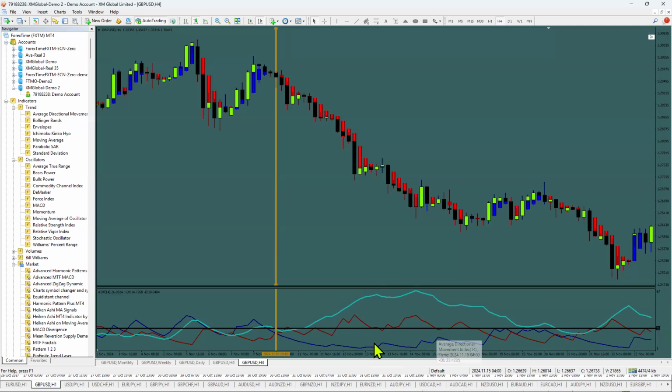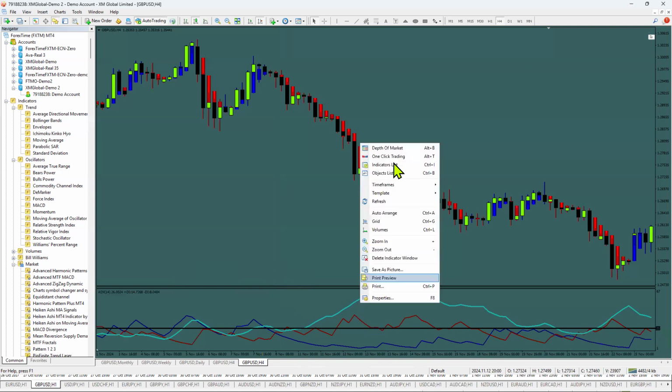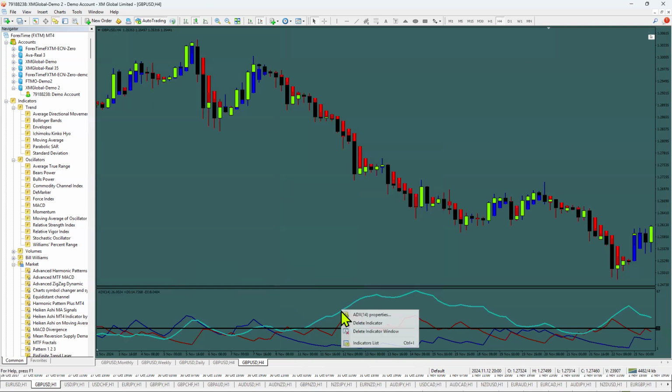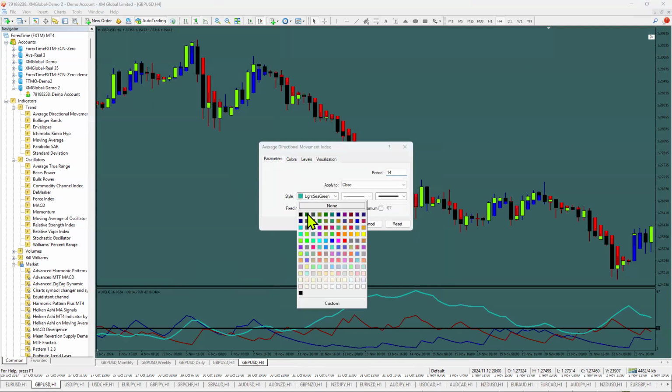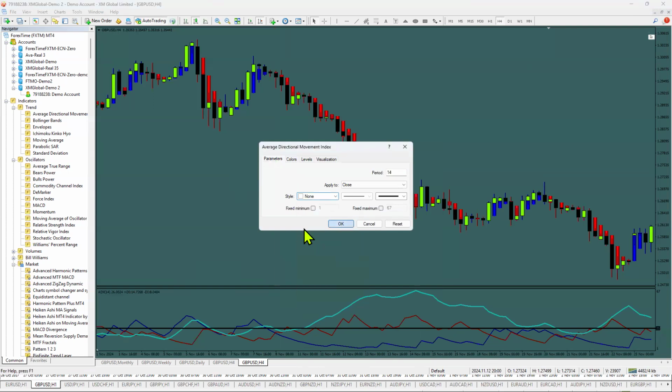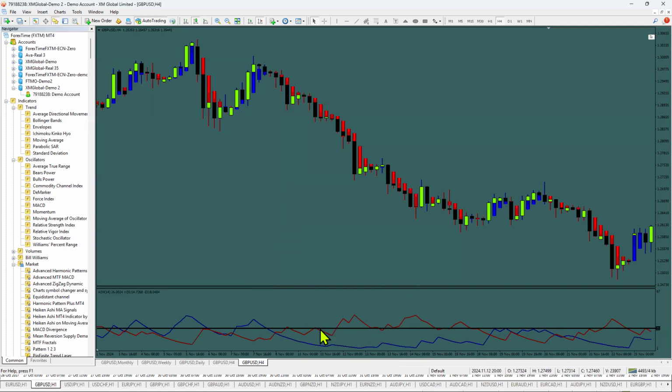So you see how this minus DI crosses to the top. Even if I decide to remove this ADS line, there's another way you can also use it. You can come here and say, remove this ADS line, and say none. So now the only two lines you're seeing are the plus DI and the minus DI.